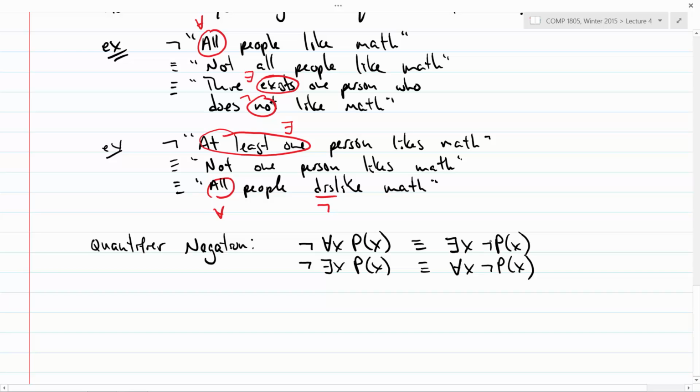And it works in the other direction too, right? Exists is a bunch of ors, and if I negate a bunch of ors, I get a bunch of ands, and they're all negated. So really, quantifier negation is just applying De Morgan's law to the longhand version of what these quantifiers mean. That's all that's going on. All right? So let's do some examples.